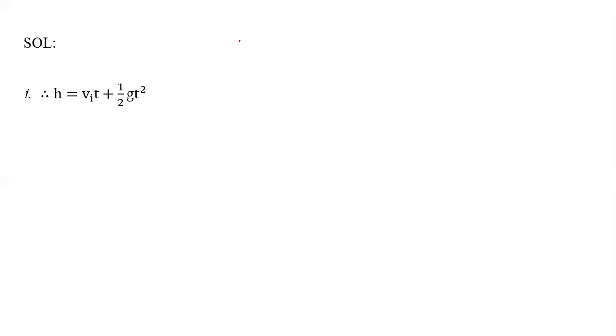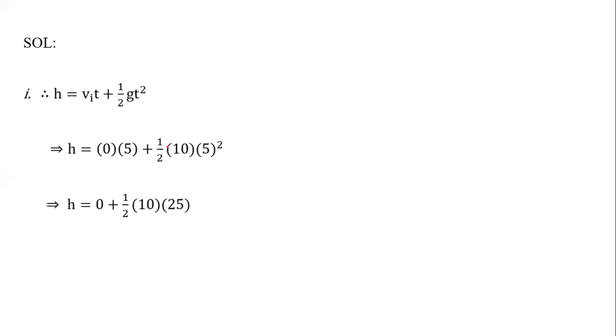Then we have to put in all the values. Initial velocity is taken as 0, time is 5, half remains as it is. The value of g is 10 and the time is 5, the square remains as it is. Then 5 multiplied by 0 is 0. The square of 5 is 25, 10 remains as it is, half remains as it is. Then by doing a little maths, we will find the height as 125 meters.